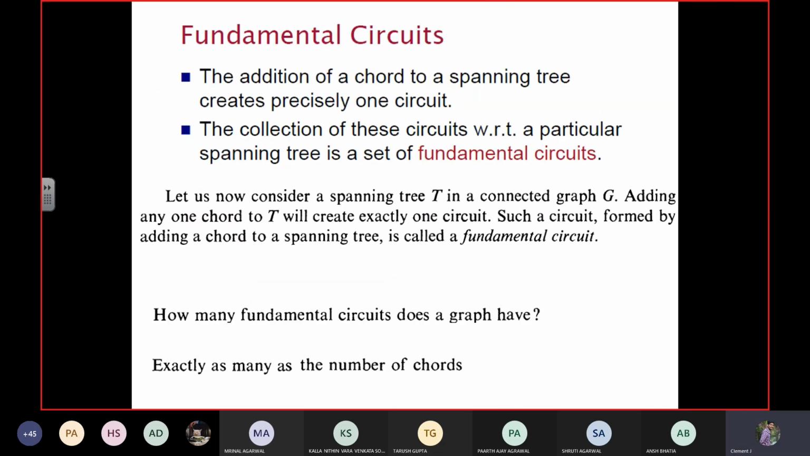Okay, let us enter into the last topic. With that I'll complete. So very simple, another one. Once you understood the previous one, you can easily see the difference between what a fundamental cut set is and what a fundamental circuit is.